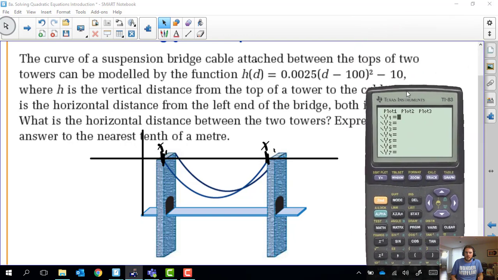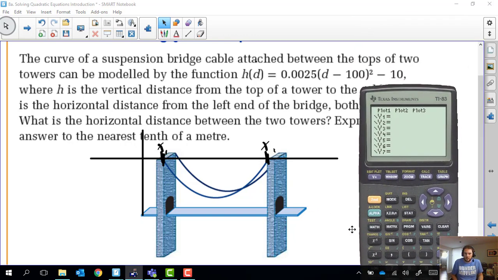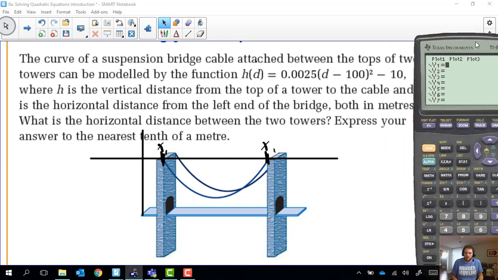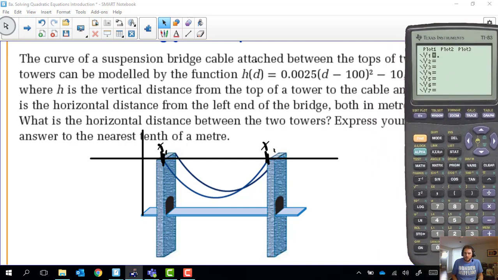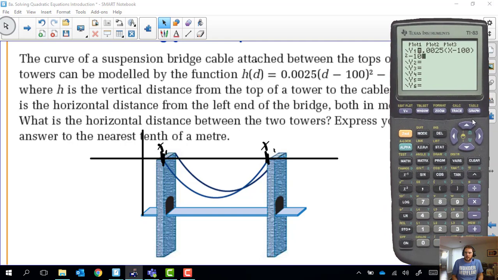So again, in order to do this, I'm going to pull up my graphing calculator, my electronic device, whatever it is I'm using, and I'm going to plug in my function. So we get 0.0025 bracket. I'm still using x's, right? The calculator doesn't distinguish between any variables. Any variable will be this button right here, the x button. x minus 100, close my bracket, and square it, and then minus 10. Okay, so this is what I need to graph.